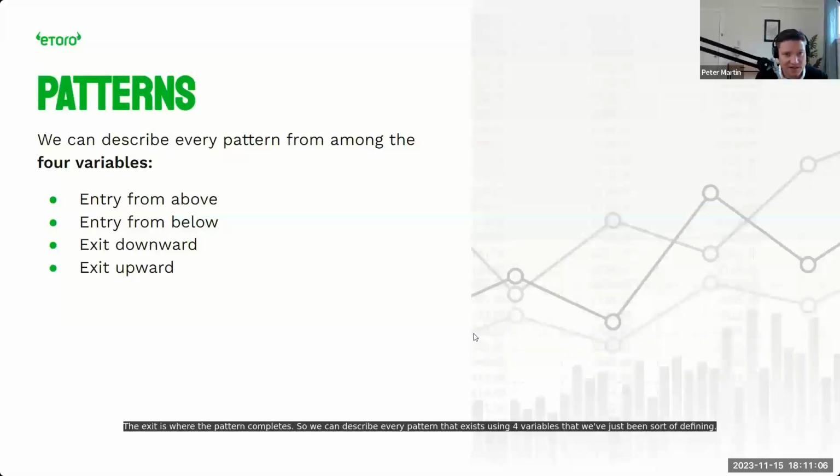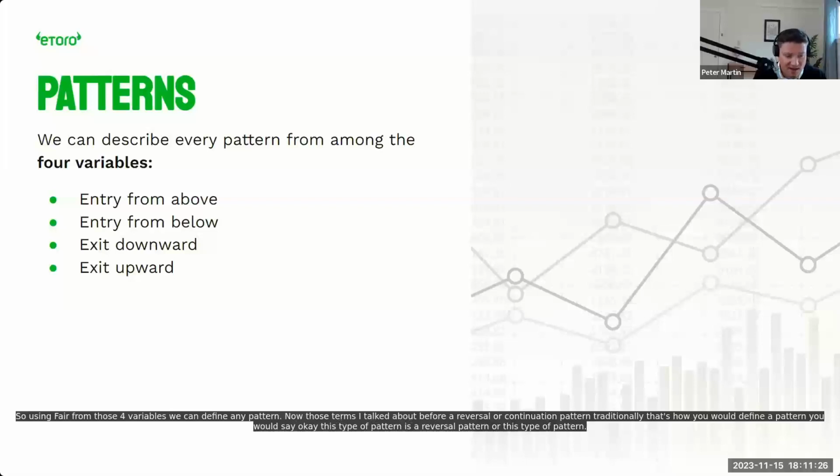So we can describe every pattern that exists using the 4 variables that we've just been defining. We can have an entry from above or an entry from below, and then the exit either going downward or an exit upward. So using those 4 variables, we can define any pattern.